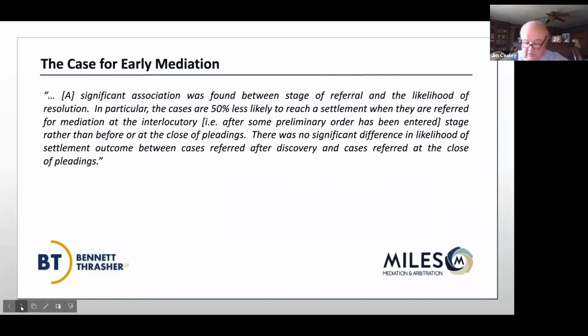First of all, cases are 50% less likely to reach a settlement at mediation if they are referred after some preliminary or interlocutory order has been entered, rather than before or at the close of the pleadings. In other words, after the parties start to fight it out in court and there are some contested applications and motions and so forth, the chances of success drop dramatically. So let's look at the next slide.